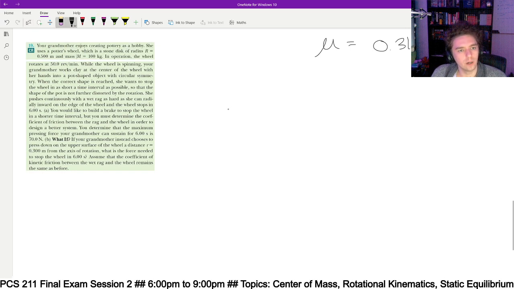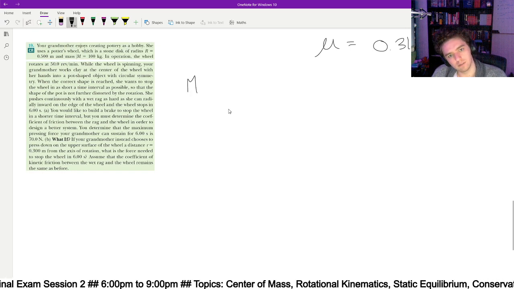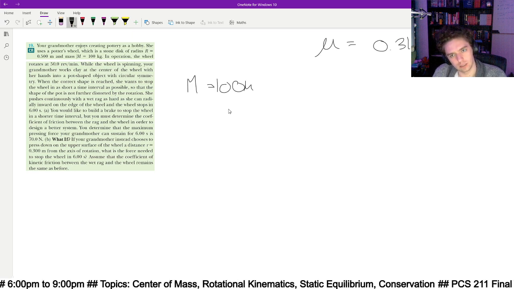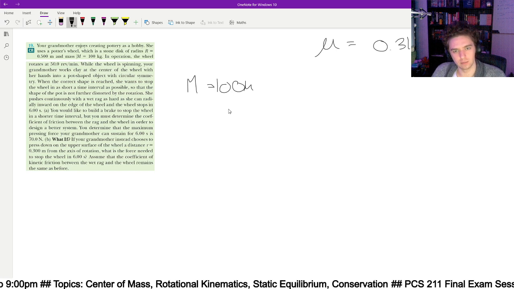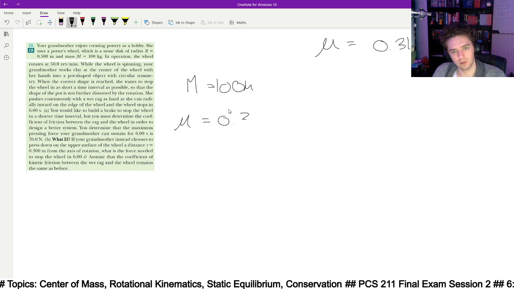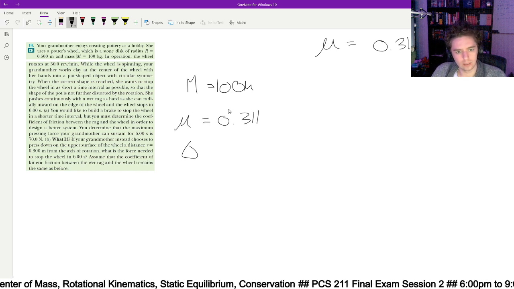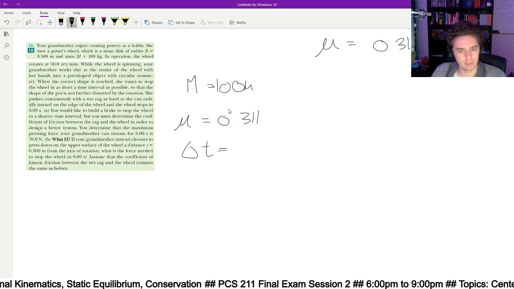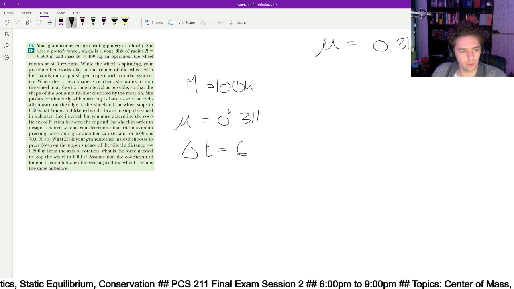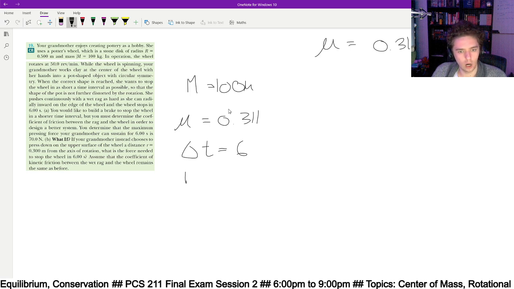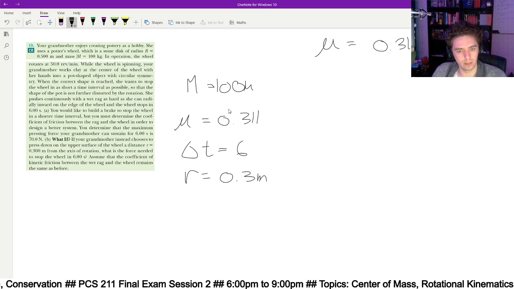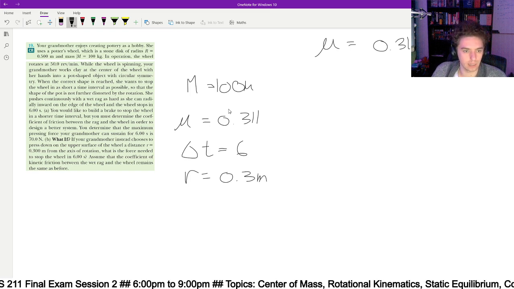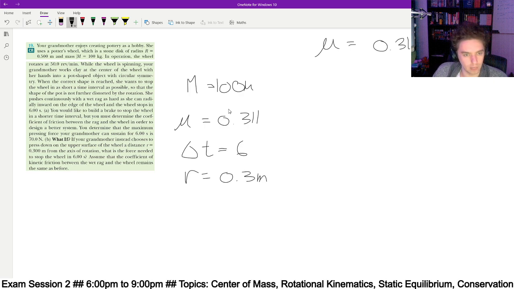Okay, we know that the mass of the wheel is 100 kilograms. We know that, I'll write it again just here so we don't think it's part of something else, 0.311. Okay, we know delta t equals 6 seconds. We know that r in this case is 0.3 meters. That's the distance that they're applying the torque. So not the radius of the actual wheel, but the radius of where they're applying the torque.